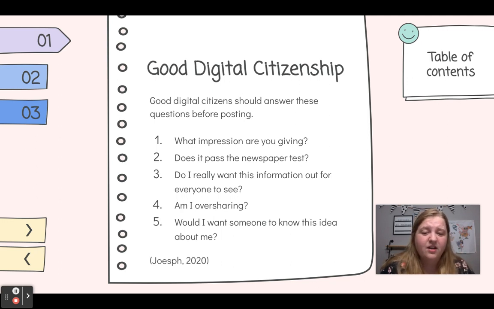The third one, do I really want this information that I'm posting out for everyone to see? Do I want what I'm posting to be out there for everyone's eyes? And the fourth one, and this is really important, is am I oversharing? Am I sharing too much? Does somebody really want to read about that all the way? Could I abbreviate it? Could I make it smaller? Do I really need to share about everything?